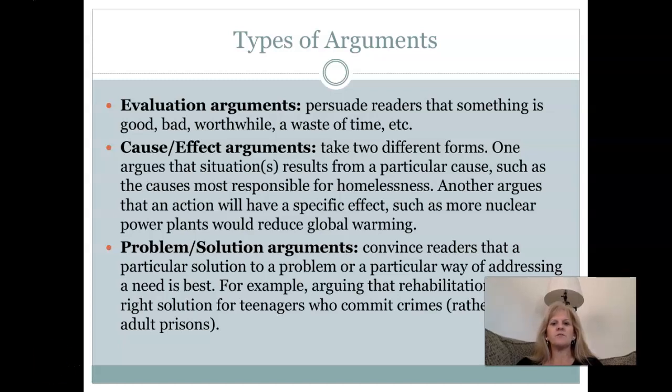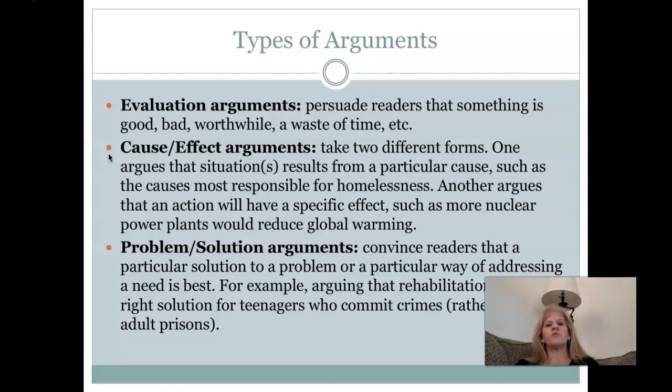So there are a few different types of arguments that you can make in your paper. There's evaluation arguments right here, and you just want to persuade a reader that something is good, maybe that something's not so good, things like that. Then we've got cause and effect arguments. Those two different forms. So one argues that a situation results from a particular cause, such as the causes most responsible for homelessness. And there's the other type, which argues that an action will have a certain effect.